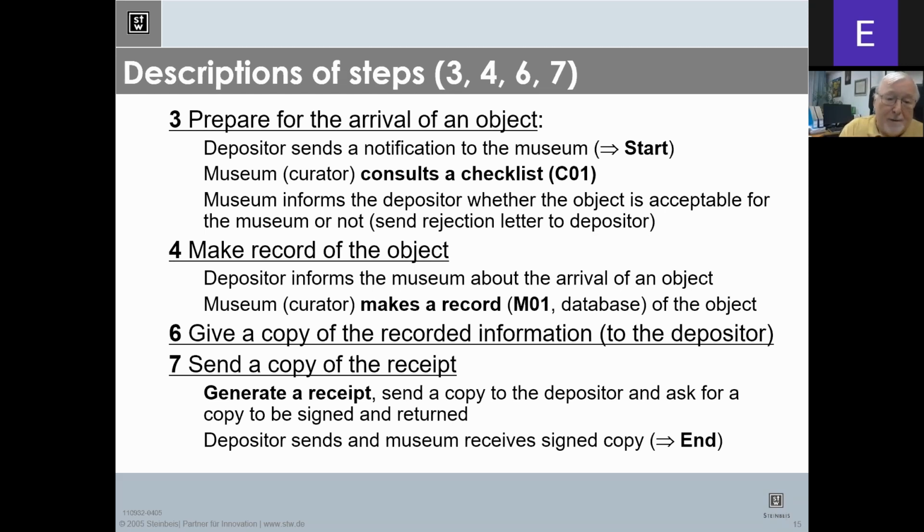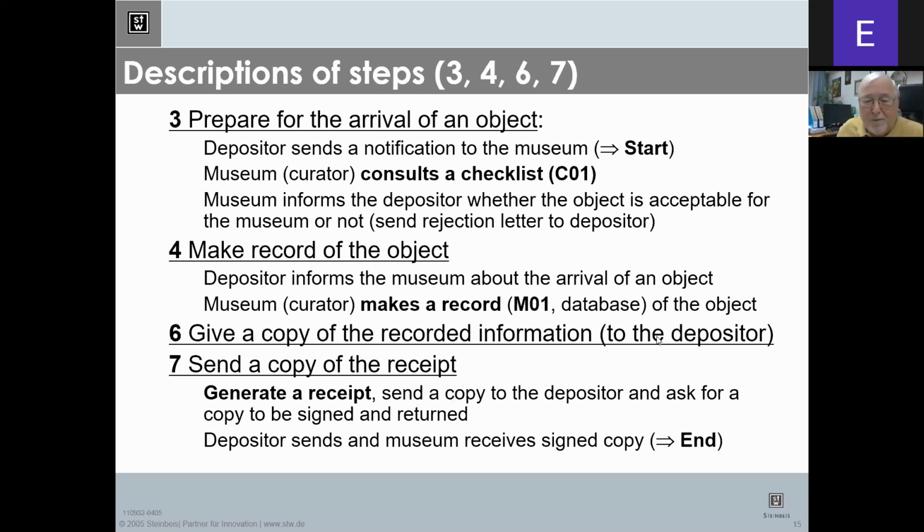If it's acceptable, then the museum makes a record of the object, and the depositor is asked to send the object or bring the objects to the museum. And then we have to define the arrival of the object, transportation issues, and so on. And the museum curator makes the first record for the database.